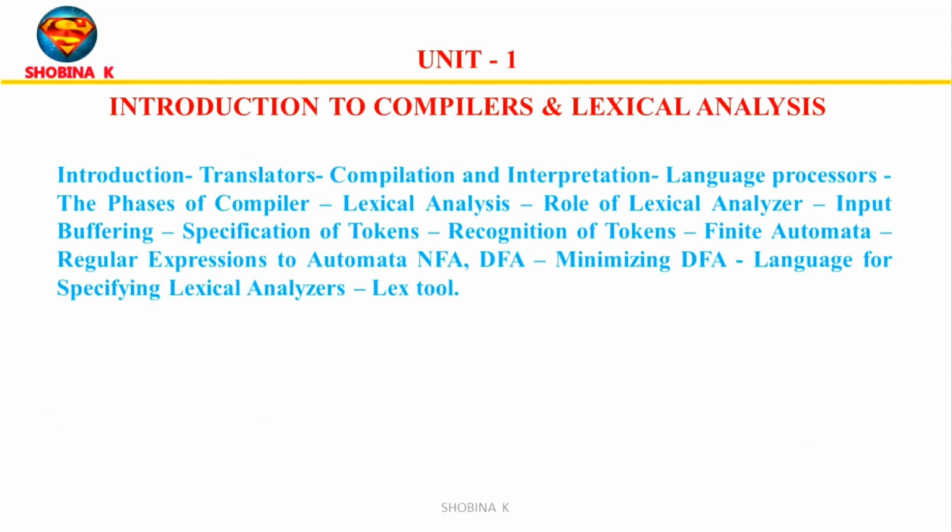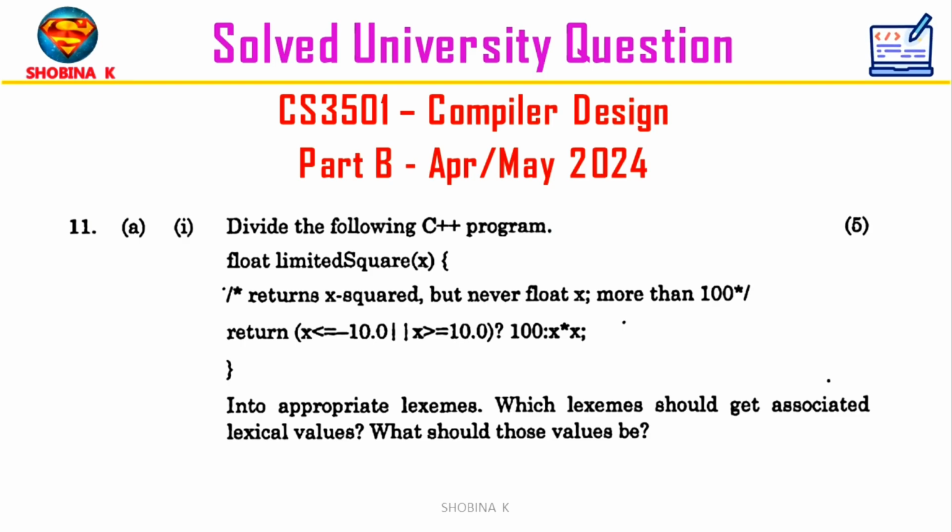In this video, we will solve a university question. It is from the CS3501 Compiler Design, April-May 2024 question paper. It is a Part B question. Now look at the question. Divide the following C++ program into appropriate lexemes. And which lexemes should get associated lexical values? What should those values be?